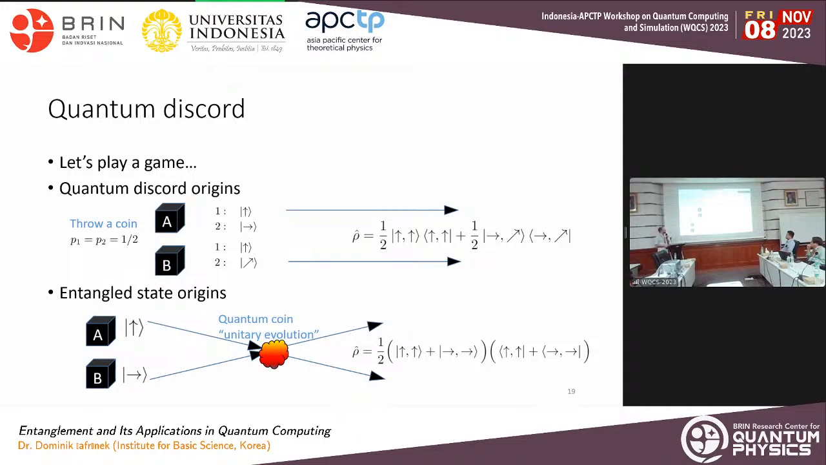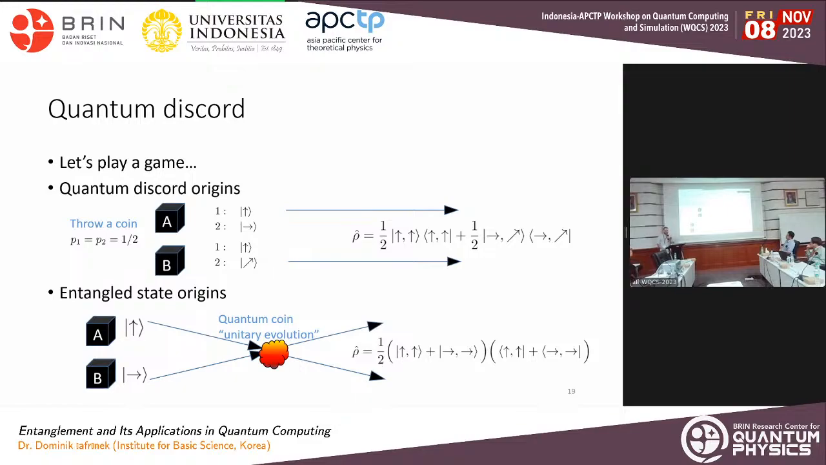So what's the difference between entanglement and quantum discord? Entanglement is really a result of two different systems interacting with each other. So if you have, let's say, a system A and a system B, and they hit each other, you can get some entangled state. Quantum discord is a type of correlated state, even a separable correlated state, but which is not entanglement.